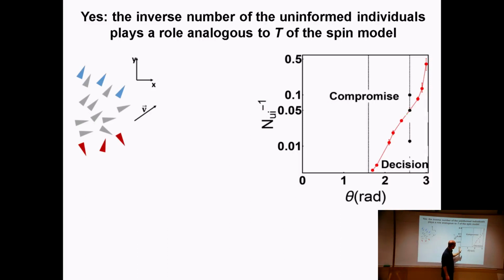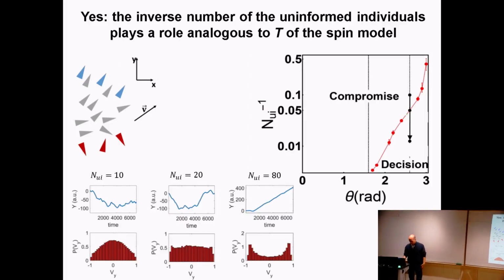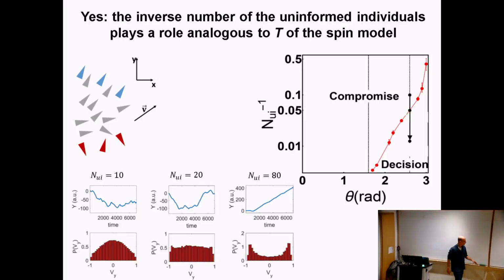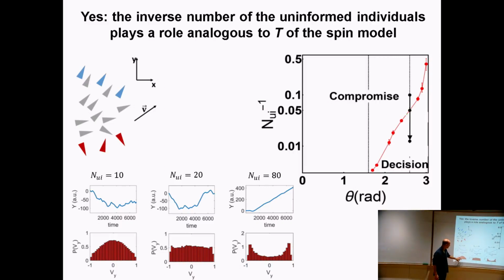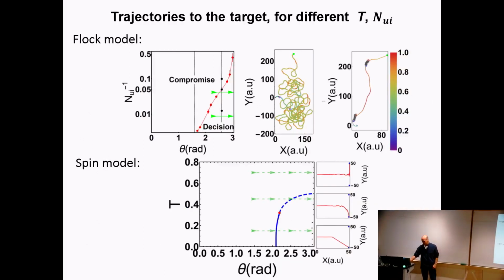But you could still map a phase diagram which at least superficially looks like the one I showed you from the spin model, where there's a compromise and there's a decision, but now instead of going down in temperature, you're increasing the number of these uninformed individuals. You can plot the trajectories, you can plot the velocity distribution, and you move again from a single peak to a double peak. So everything looks like the same phenomenology of the simple spin model.